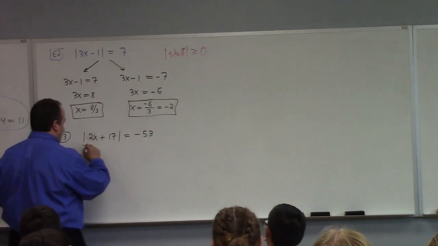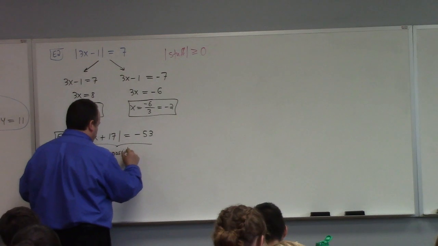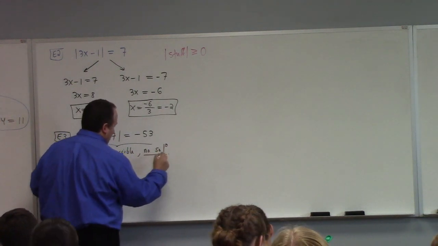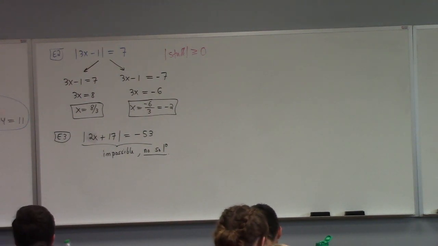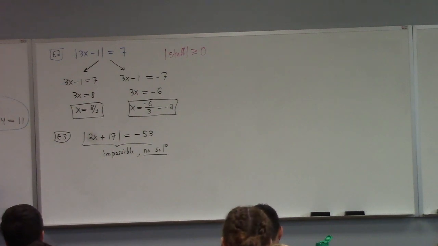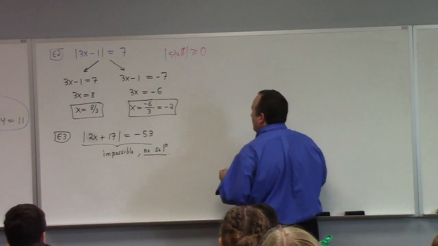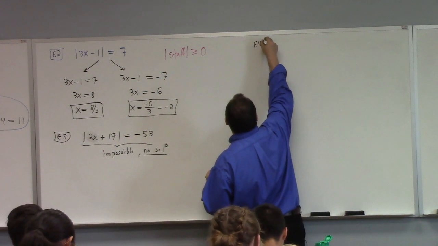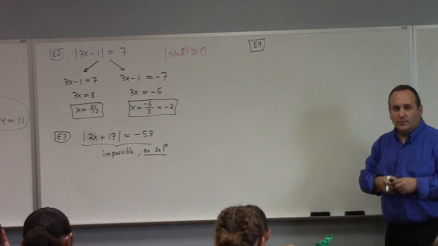So, impossible. No solution. Now you might feel like, that seems too easy. This must be a trap, right? But this can happen. Example 4. What if we have more than one absolute value?